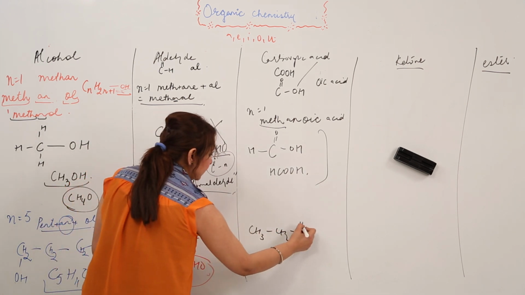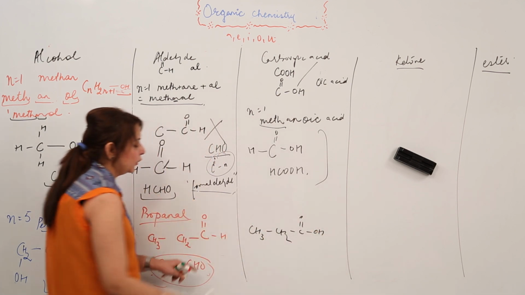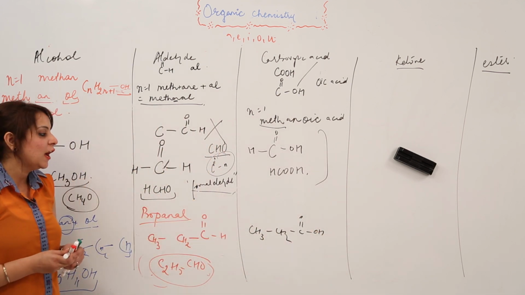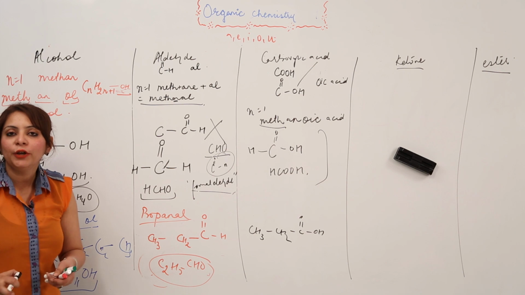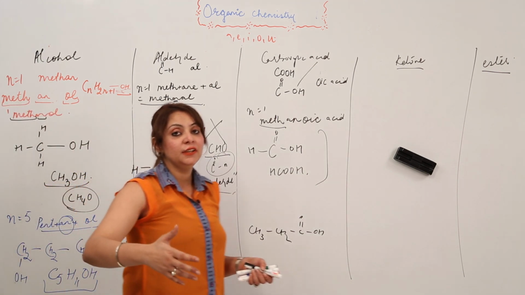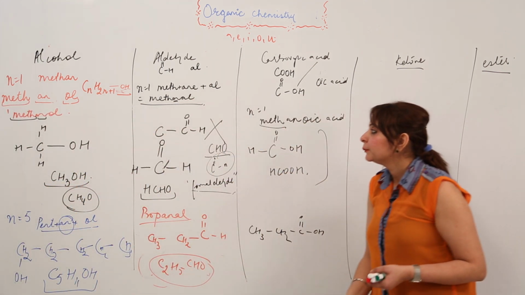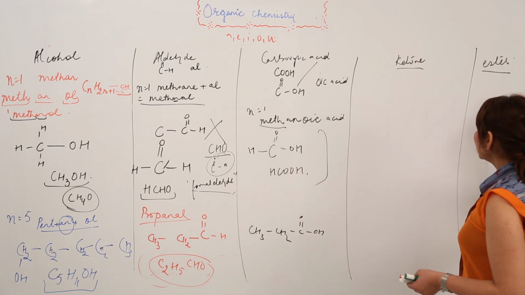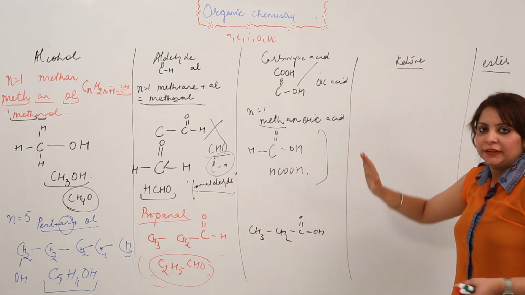See what we did. The only difference is that you will get the O along with it. So this is how you are going to write the formula for the propanoic acid. And likewise, you can write it for the 10 carbon atoms as well, right? So now let us see ketone and ester, right?